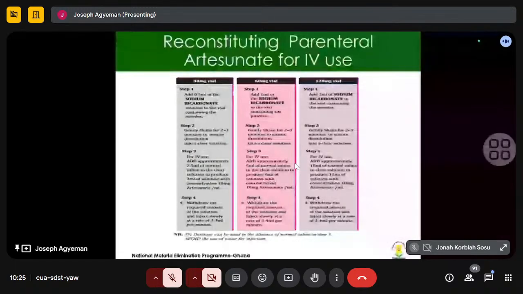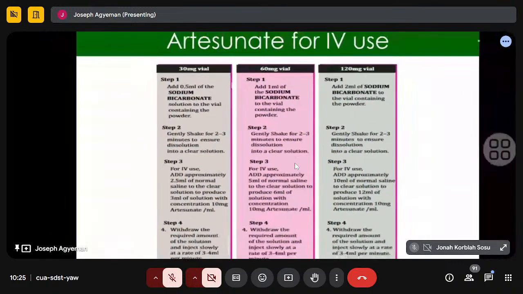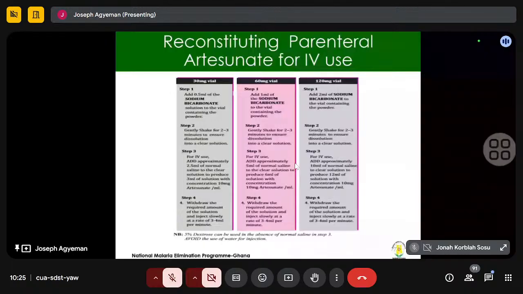Class captain, so what is the target? IV artesunate. Please, sir, for IV it is 10 milligram per ml. Okay. So let's learn from first principles. If you have the 30 milligram vial of artesunate, understand there is 30, there is 60, there is 120, like here. How does the package come? What and what do you have in an artesunate pack?